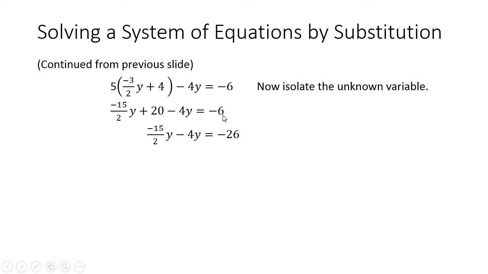I moved the 20 over to the right hand side, so subtracted 20 from both sides, keeping the equation balanced. We want to get y by itself, so get everything else to the other side. So this became a negative 6 minus 20, a negative 26 on the right hand side.